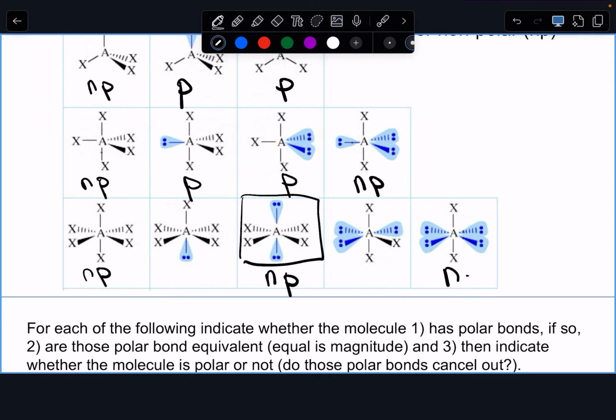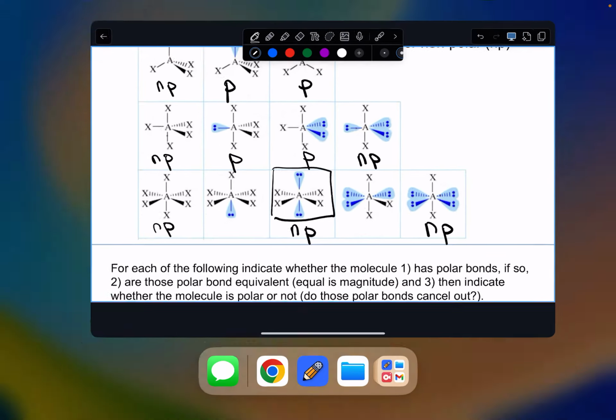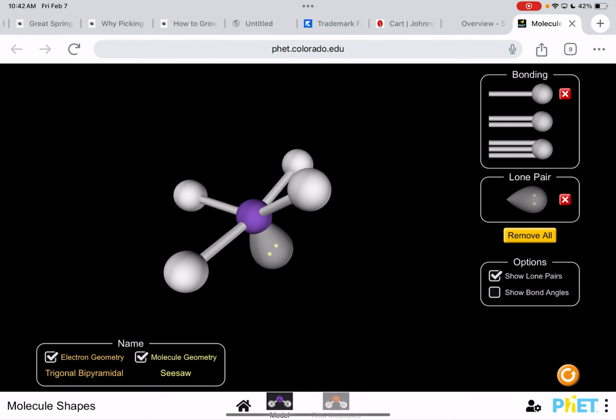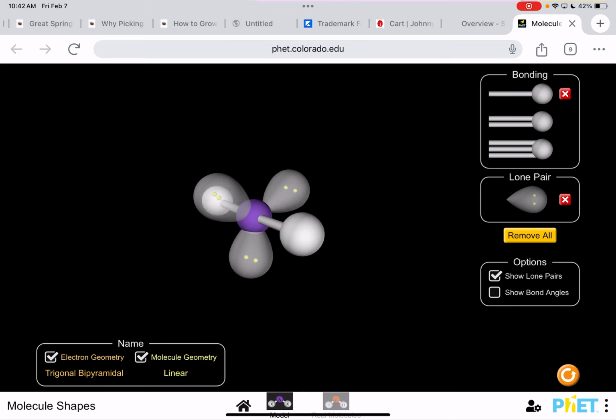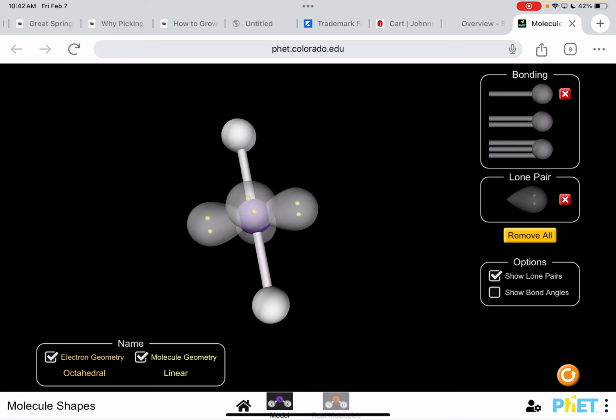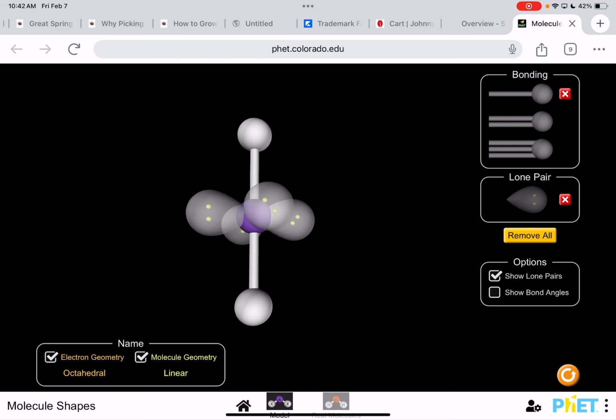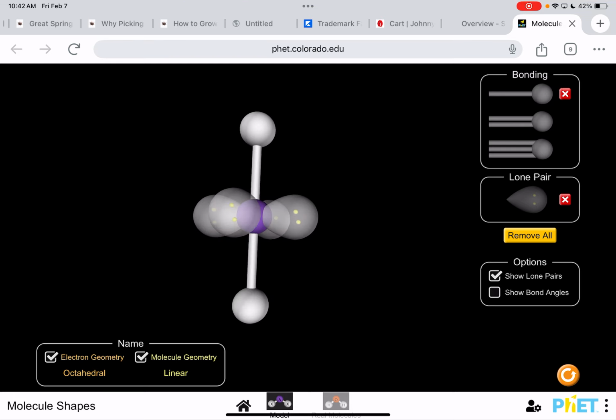And then the last one over here, they've kind of flip-flopped. So now the bonds are across from each other, and the lone pairs are the things that are in that plane where they're 90 degrees apart. So that would also be nonpolar.